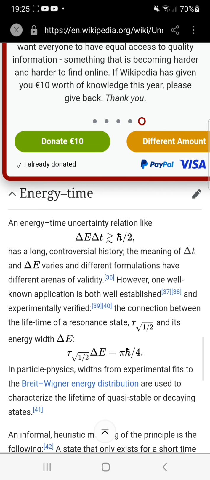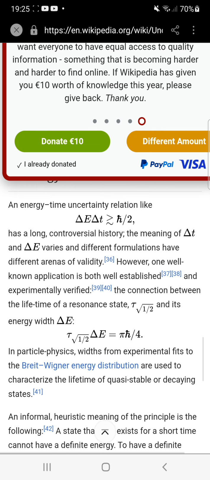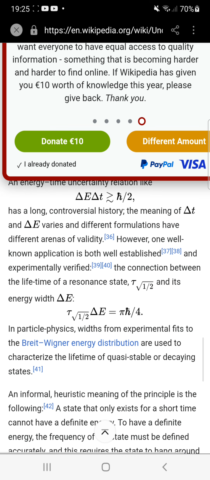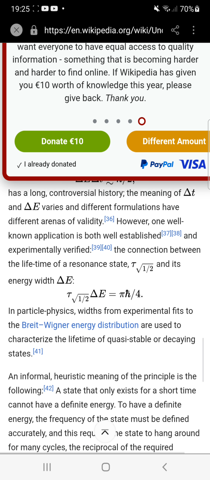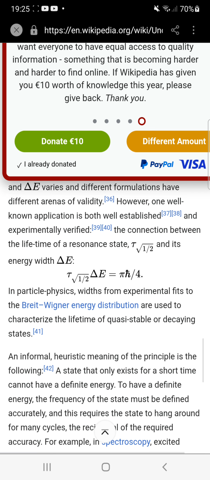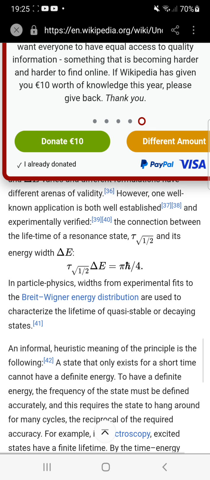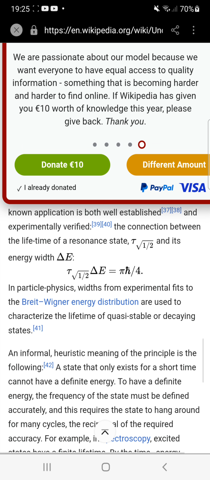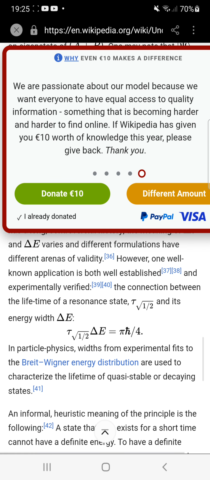Energy-time. An energy-time uncertainty relation like delta E delta T greater than or equal to h-bar divided by 2 has a long controversial history. The meaning of delta T and delta E varies, and different formulations have different arenas of validity. However, one well-known application is both well-established and experimentally verified.